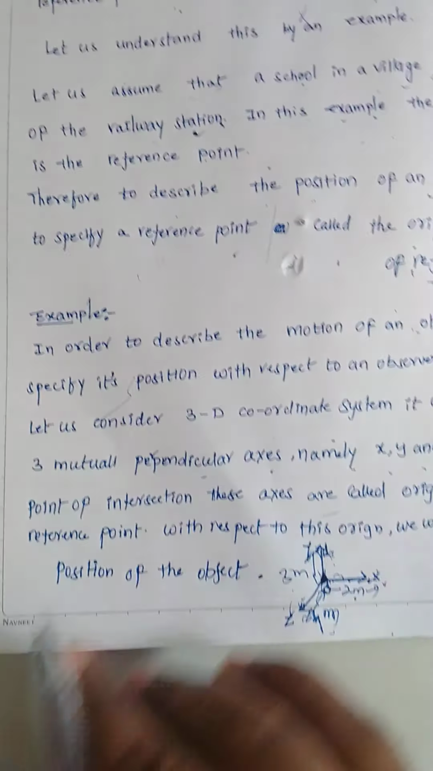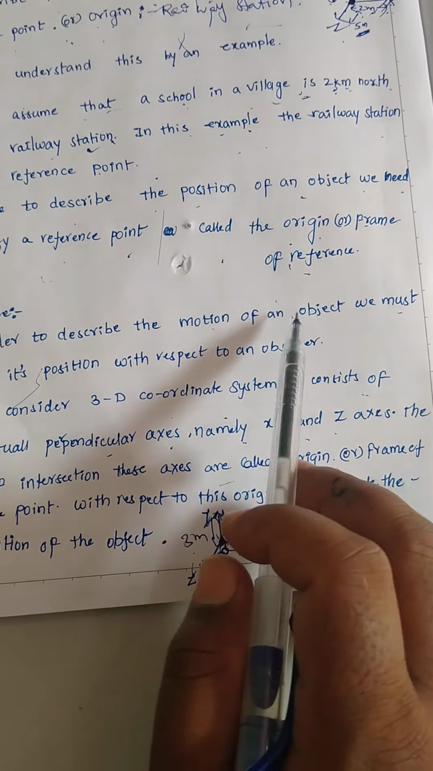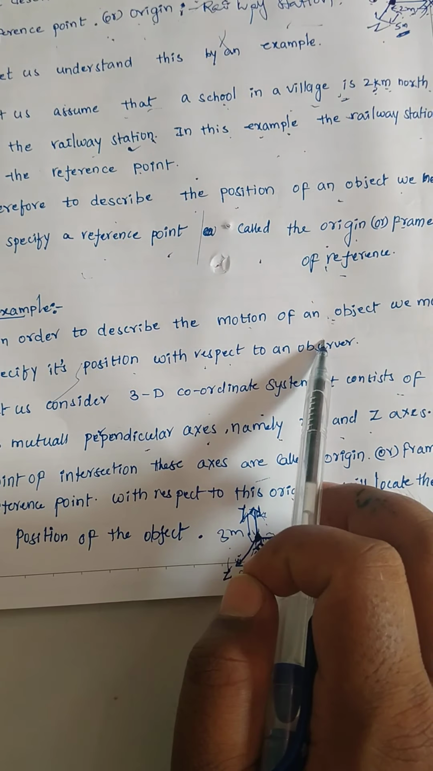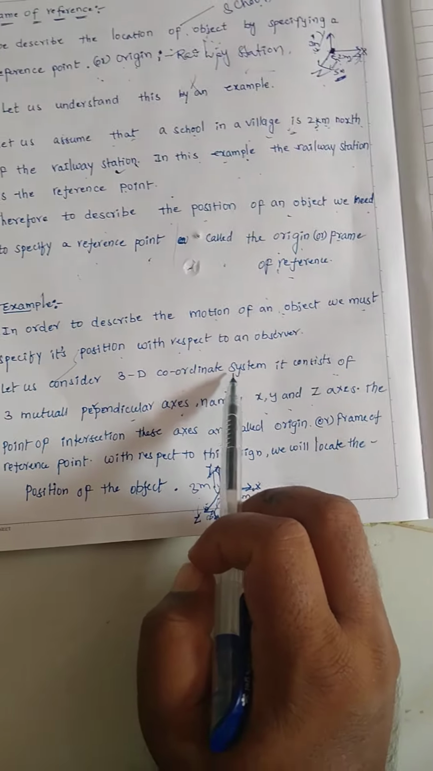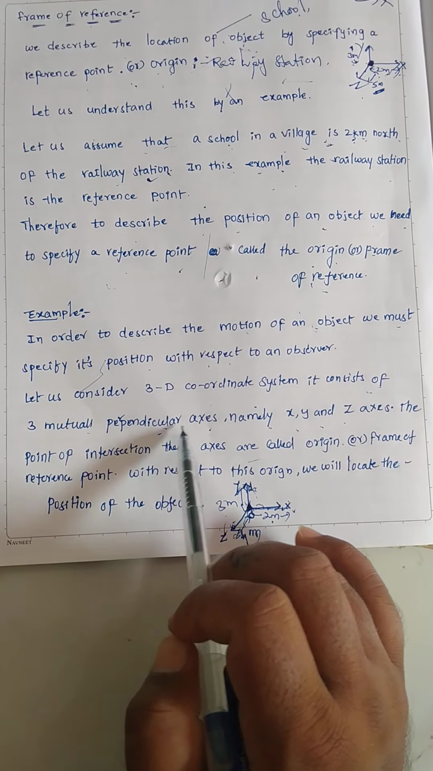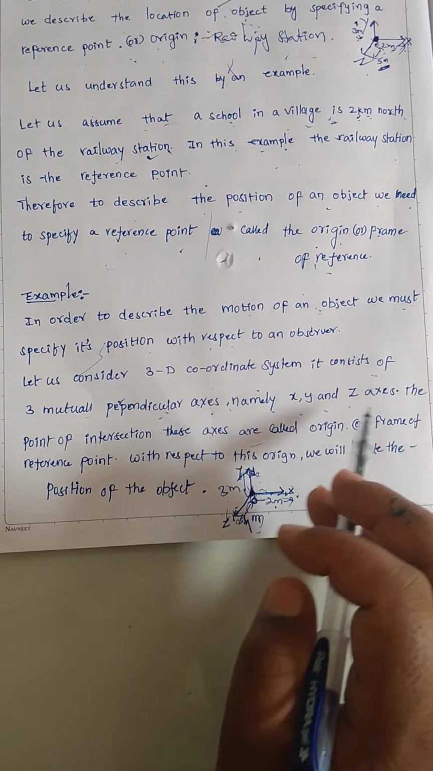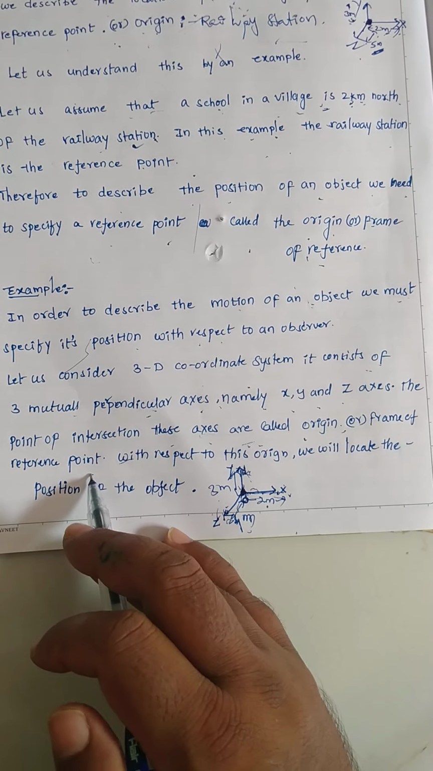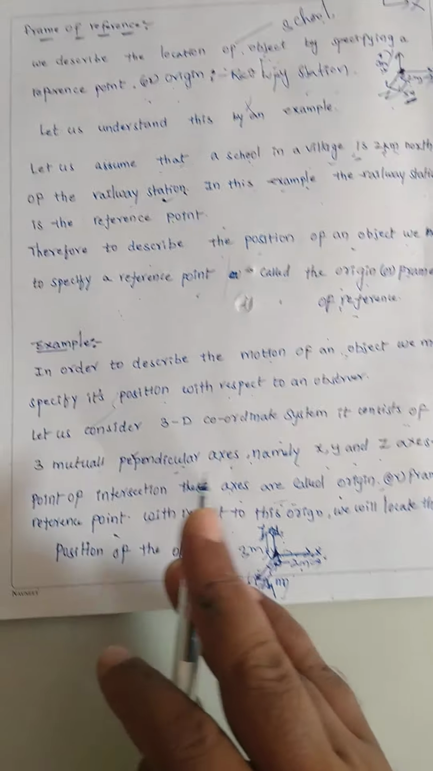For that, a good example here: in order to describe the motion of an object, we must specify its position with respect to an observer. So for that, let us consider a 3D coordinate system. It consists of three mutually perpendicular axes, x, y and z axis. The point of intersection of these axes is called the origin or frame of reference point. With respect to this origin only, we will locate the position of an object.